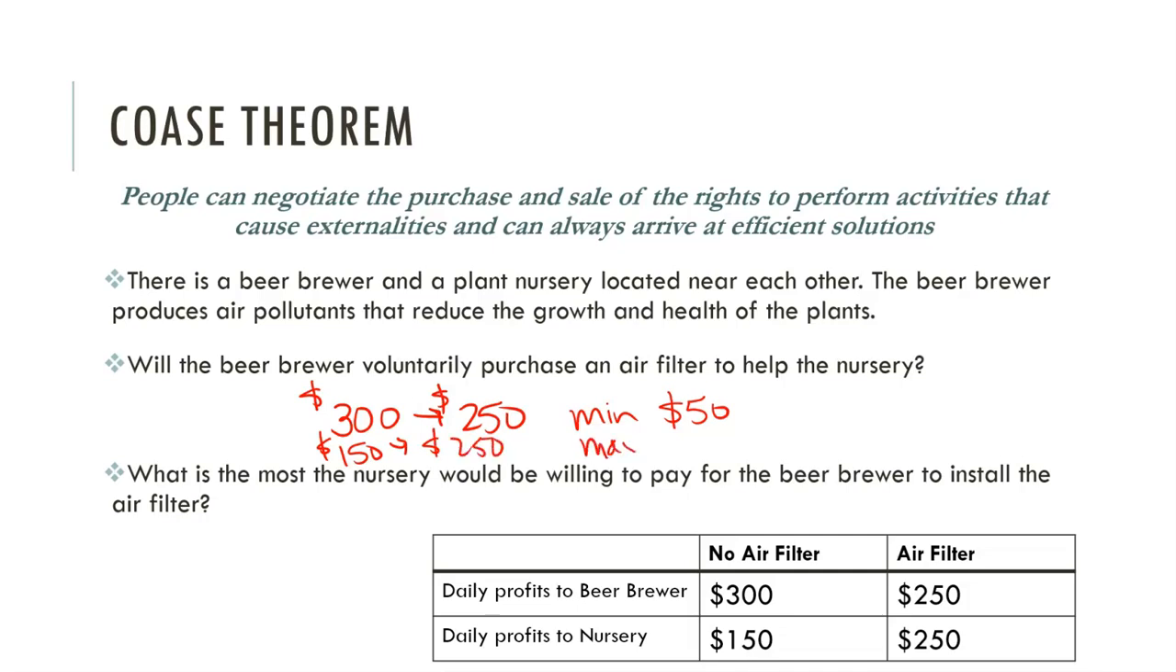So the most they would be willing to pay is $100, because anything over $100 they would just be losing money. So because the minimum is 50 and the maximum is 100, potentially they can negotiate and come to a solution that's going to be better for both of them. And maybe they say we'll pay you that extra $50 to put in the air filter, so they'll get 50, they'll still be at 300, and now after that extra cost they'll be at 200. Maybe they negotiate $80, but it has to be something above 50 and something less than 100.